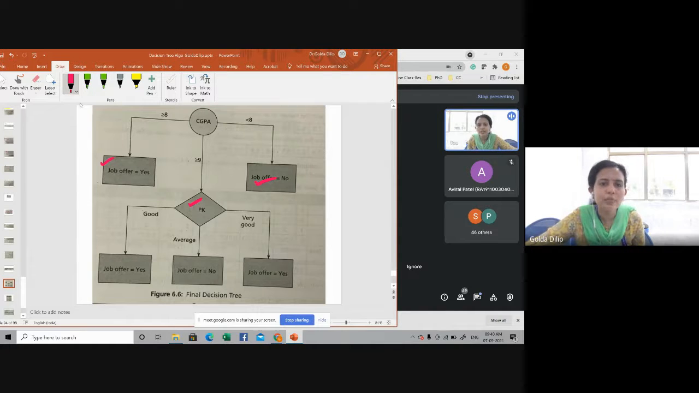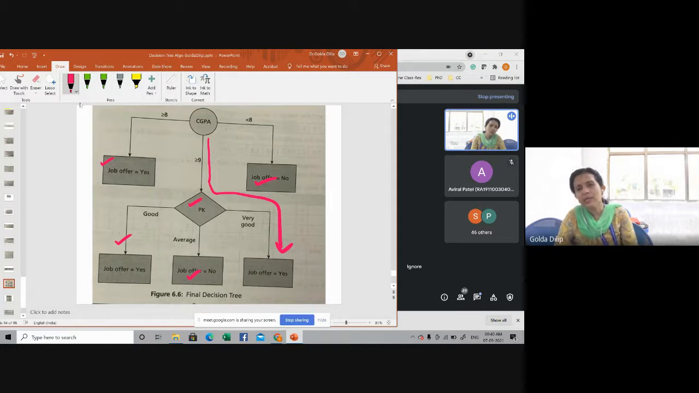Then if CGPA is greater than or equal to 8 and practical knowledge is good, then I have a job offer. If CGPA is greater than or equal to 9 and practical knowledge is average, job offer is no. Or if CGPA is greater than or equal to 9 and practical knowledge is very good, then again job offer is yes. So you can easily extract rules from here. That's what I wanted to tell you.